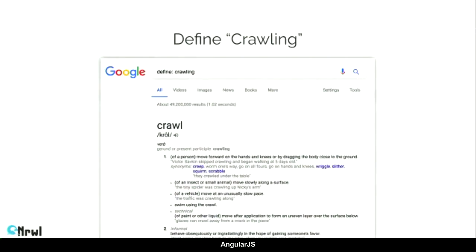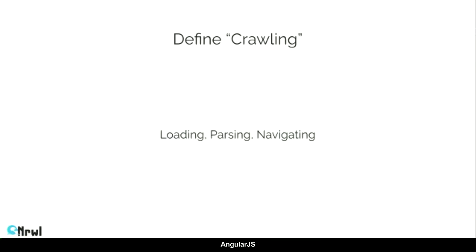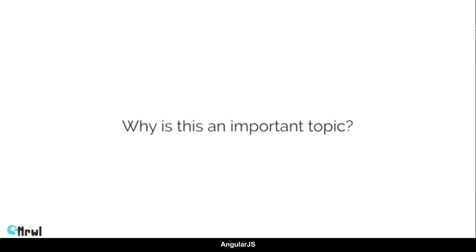So definition of crawling: if you look at Google, you'll see it's something about babies moving around, trying to figure out how to move. For this talk, when I say crawling, I'm talking about loading, how the crawler loads pages, how it parses them and gets metadata and content from the page, and then how it navigates to other pages.